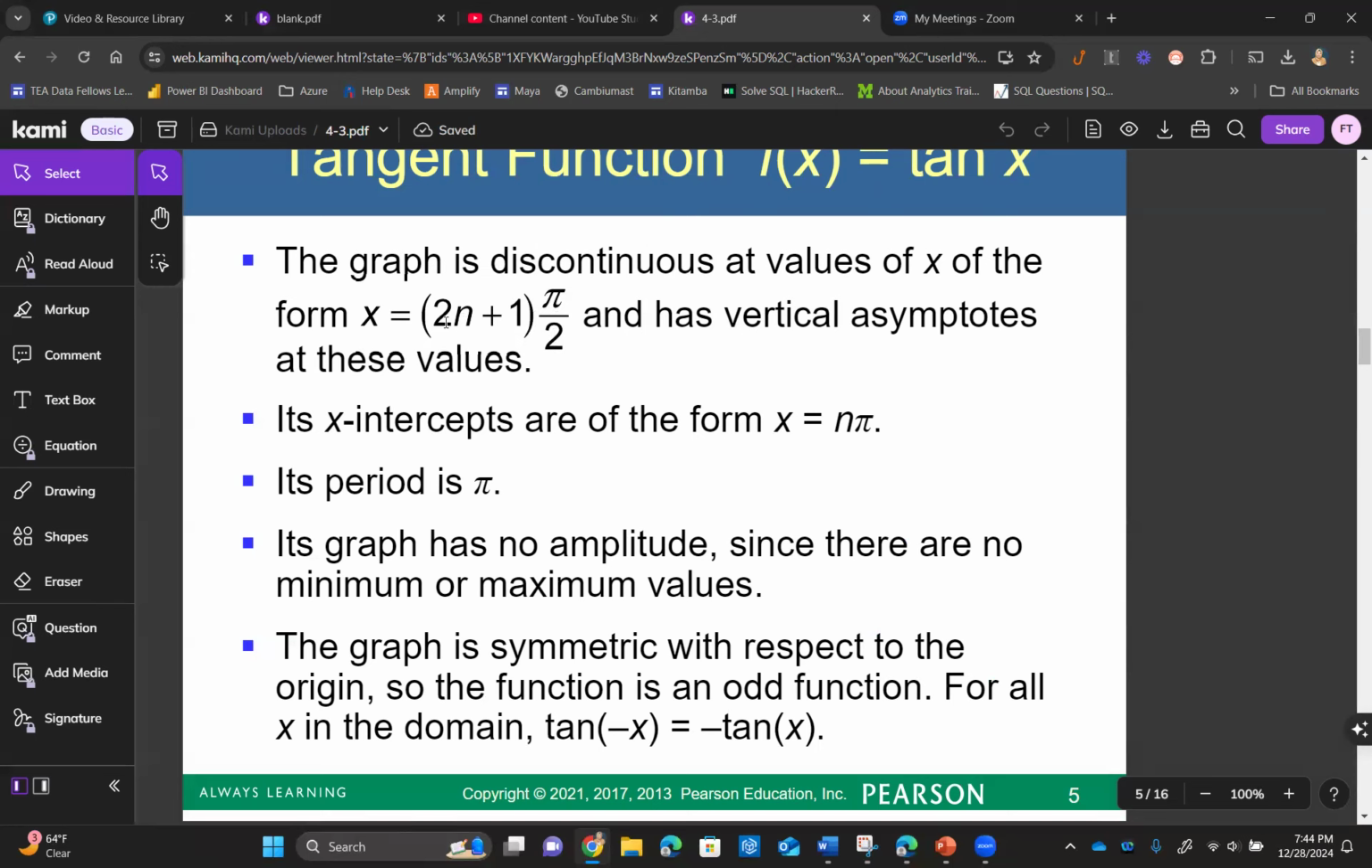When n is 1, 2 times 1 is 2, plus 1 is 3, so we're going to have 3 pi over 2. We will have a vertical asymptote. So not the even multiples of pi over 2, but the odd multiples of pi over 2 are going to give us a vertical asymptote for tangent of x. Its period is pi. And the tangent graph has no amplitude. Remember, sine and cosine always have something called amplitude, but the tangent graph doesn't have amplitude since there is no minimum or maximum value. And the tangent graph is symmetric with respect to the origin, so the function is an odd function.